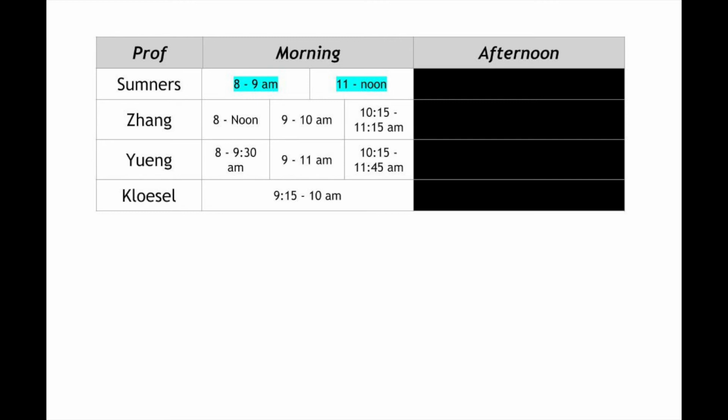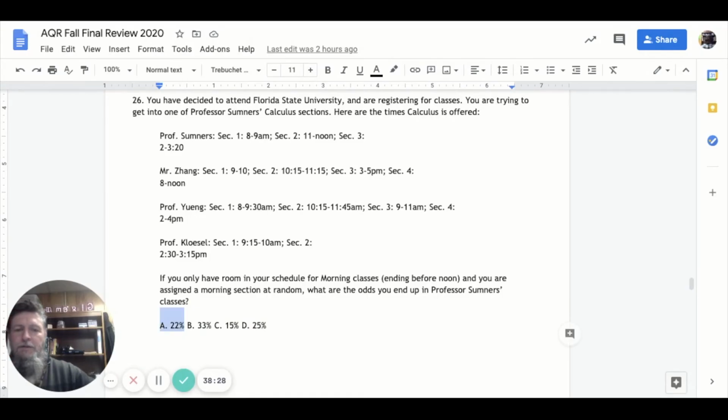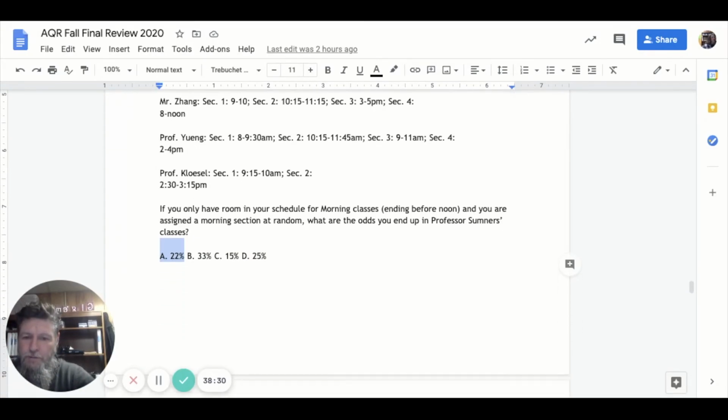All right? So, but how many total classes are there? How many total morning classes are there? That's what's important. 2 plus 3 is 5, plus 3 is 8, plus 1 is 9. Sumner has 2 out of the total 9 possibilities, okay? Now that should be your answer. Let's see, what does it say? 2 out of 9. What is 2 out of 9? 2 divided by 9 is 0.22. So your answer is A, 22%, okay? 2 out of 9, 22%.